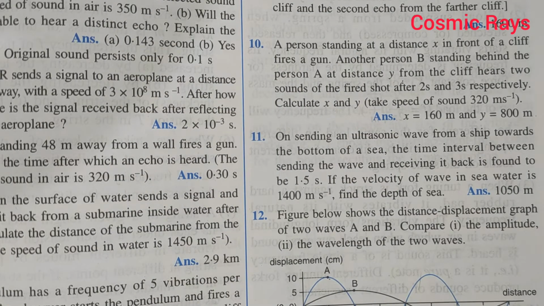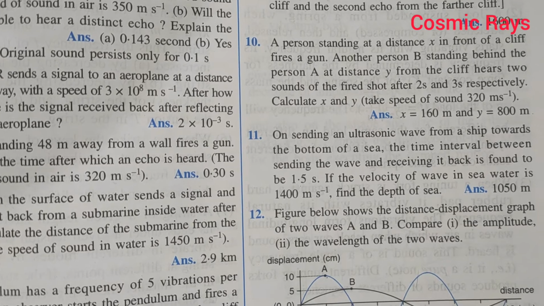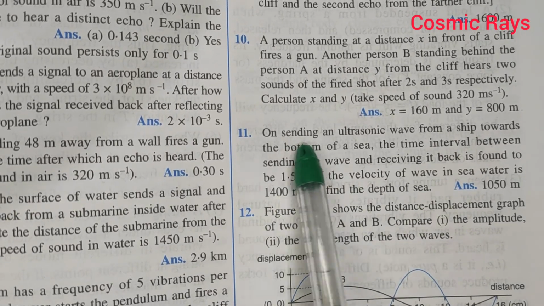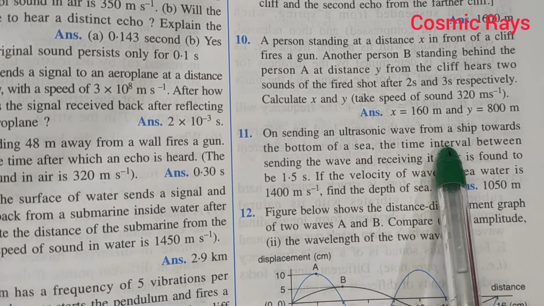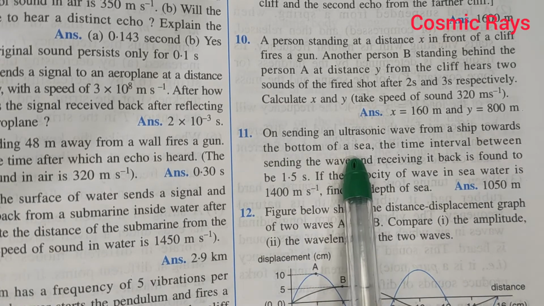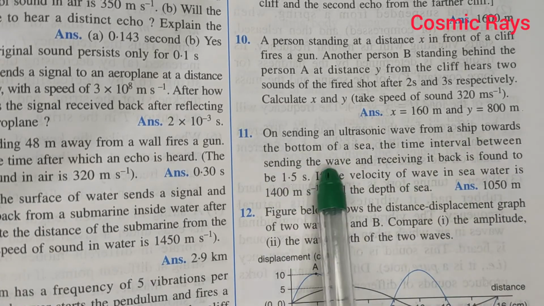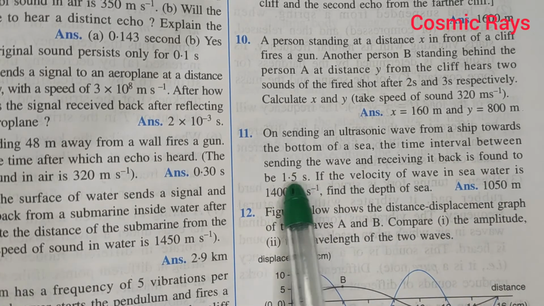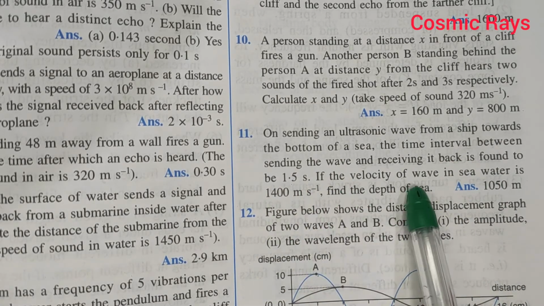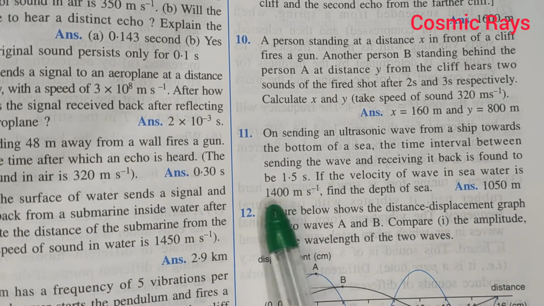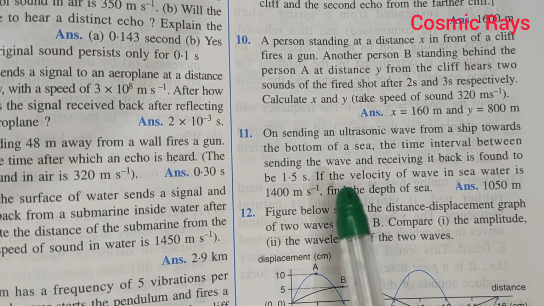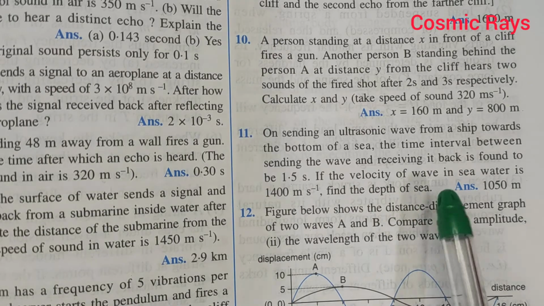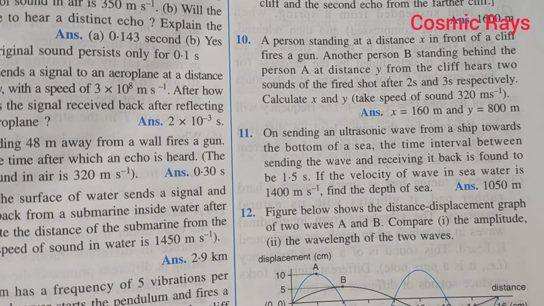Now we go to the next question, that is question number 11. It says, on sending an ultrasonic wave from a ship towards the bottom of a sea, the time interval between sending the wave and receiving it back is found to be 1.5 seconds. So time is 1.5 seconds. If the velocity of the wave in sea water is 1400 meters per second, we have to find the depth of the sea, that is the distance.